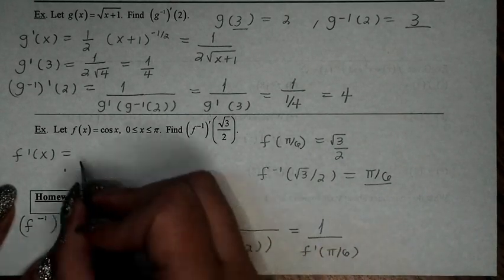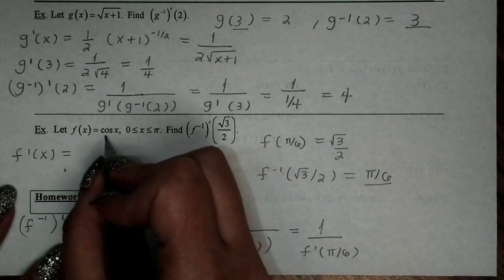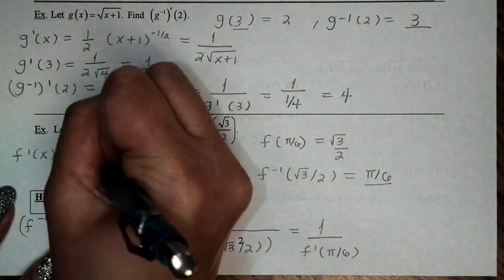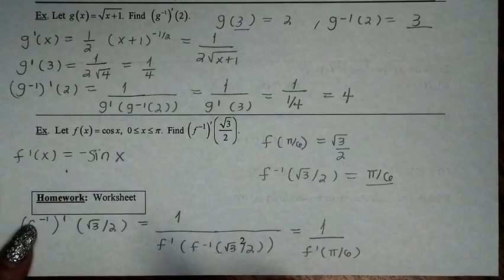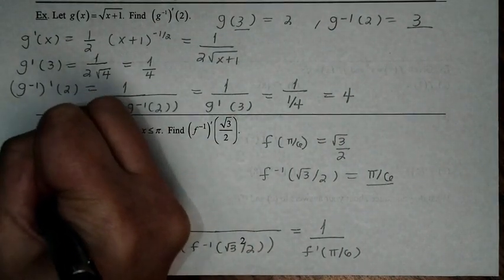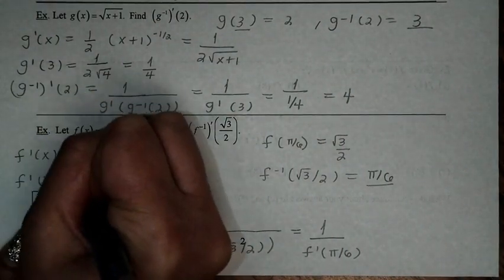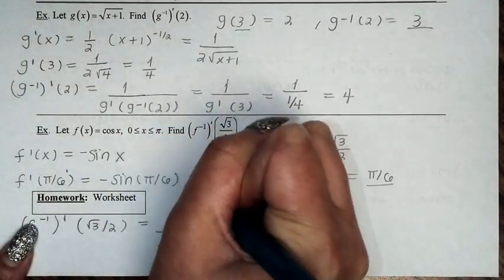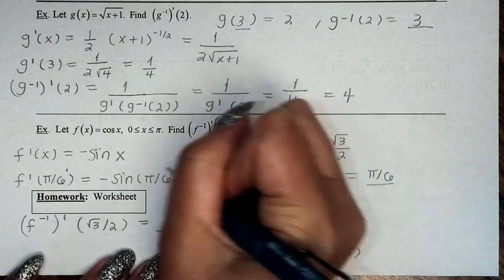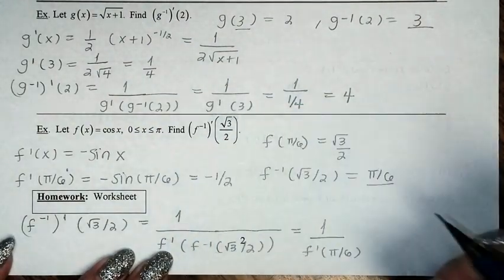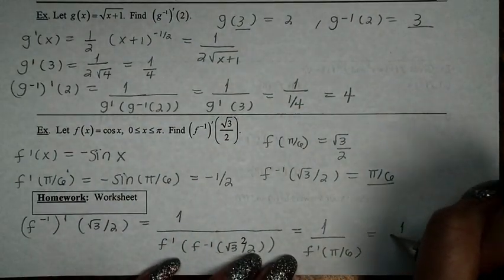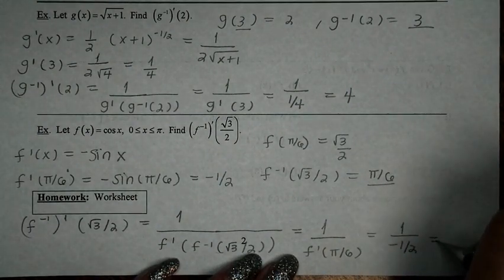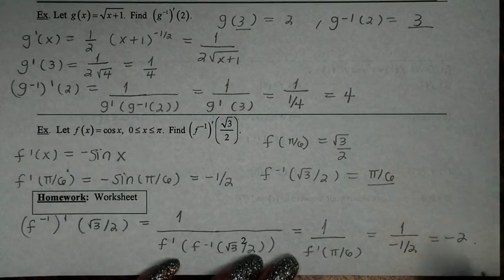So you're like, okay, let's take the derivative. The derivative of cosine x is just negative sine of x, which is super user-friendly. So you know that f prime of pi over 6 is going to be equal to negative sine of pi over 6. From the unit circle, you know that sine of pi over 6 is 1/2. With the negative in front, this is negative 1/2. Therefore, you plug it here, 1 over negative 1/2, and this is going to be equal to negative 2. And that's pretty much it.